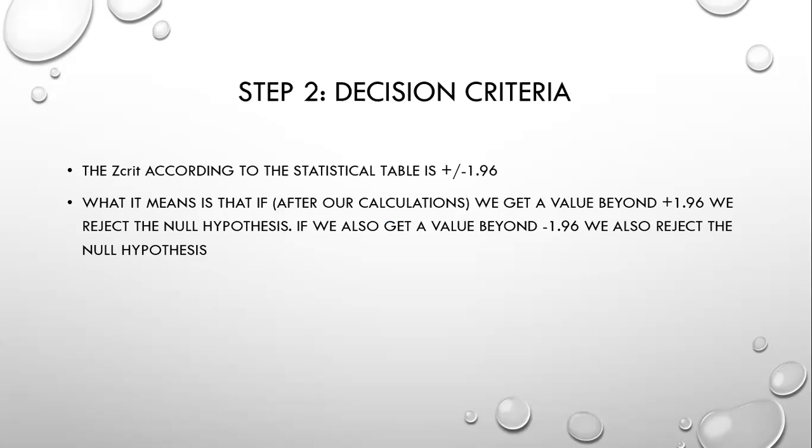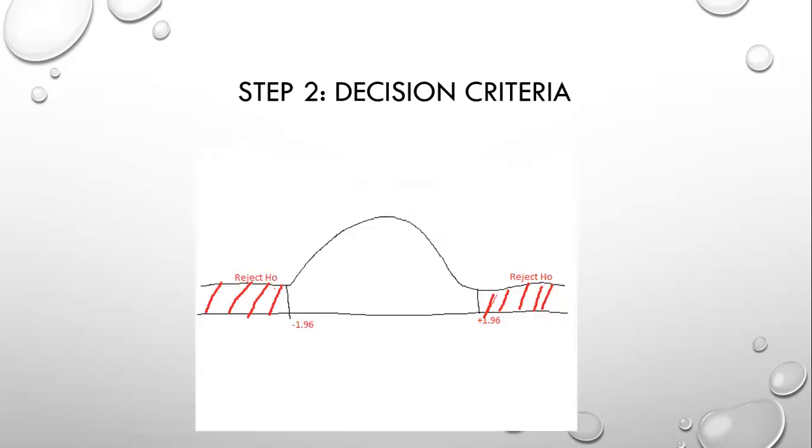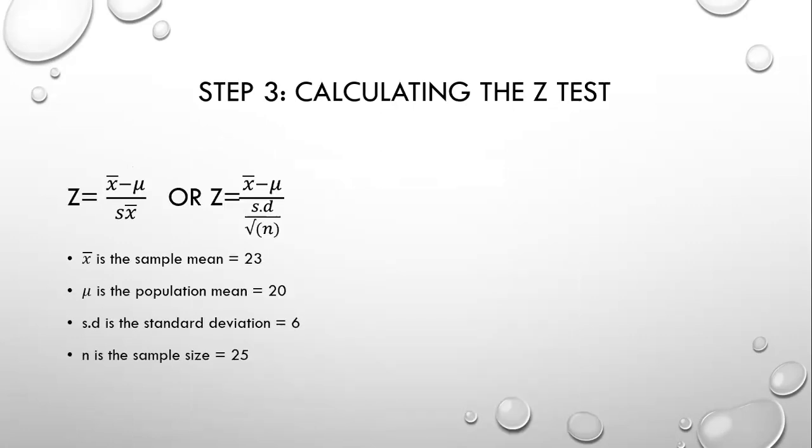So what it means is that if after our calculations, we get a value which is beyond plus 1.96, we reject the null hypothesis. If we also get a value which is beyond minus 1.96, we'll also reject the null hypothesis. Okay, so that is shown diagrammatically by that chart there. Okay. We go to step number 3, which is calculating the Z-test.